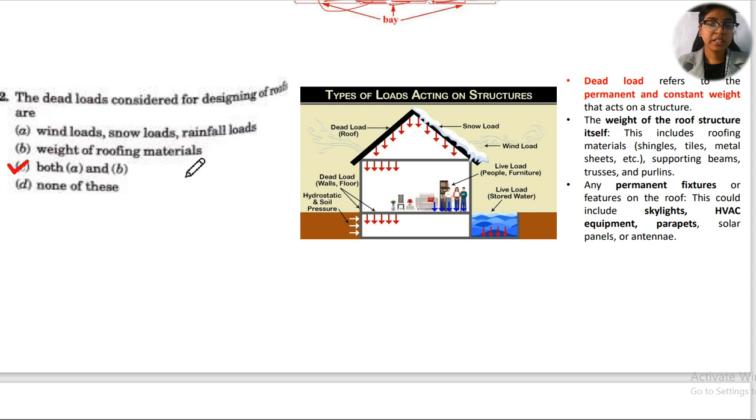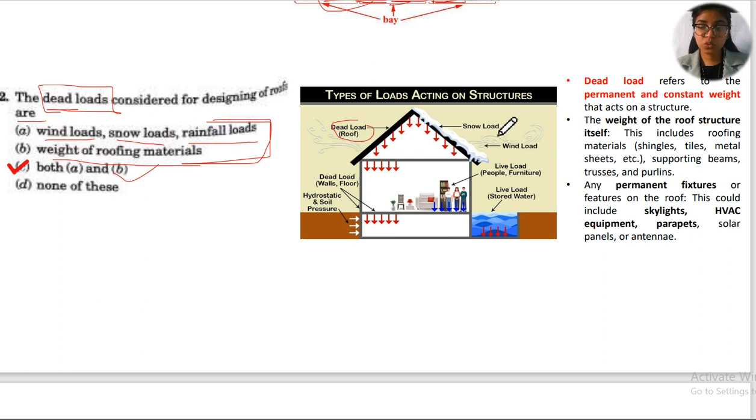Next point is, the dead loads considered for designing of roofs are. So what are dead loads which are considered while designing any roof? We consider many loads like dead load and live load. So the wind load, snow loads, rainfall load, or the weight of the roofing material. Both these options A and B will come under your dead load. Now look into this image. Here it is mentioned that dead load is your roof, snow load, wind load. Okay. The wall, the floors, these all come under your dead load.